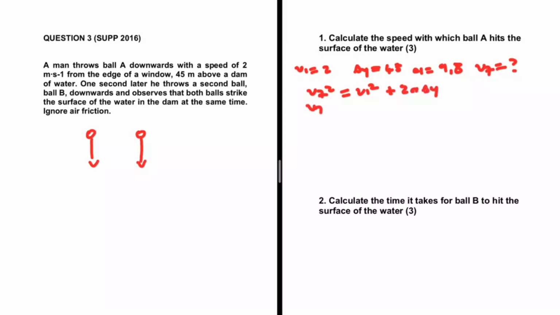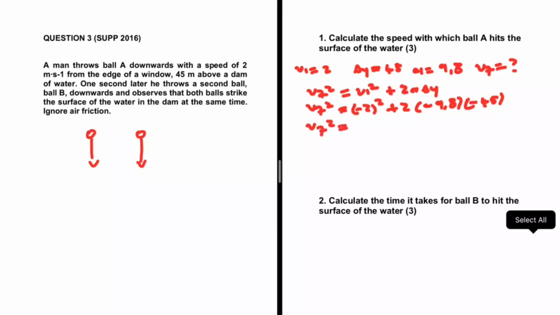We're interested in VF. VI is 2 meters per second downwards. If we take up as positive, VI should be minus 2, squared, plus 2 multiplied by the acceleration. The acceleration is always downwards, so that is minus 9.8. When a body is in free fall, the acceleration is always 9.8 meters per second squared downwards. And then delta Y is minus 45, right? When it strikes the ground, it is minus 45 meters from the starting point. So we're going to have VF squared being equal to 886.